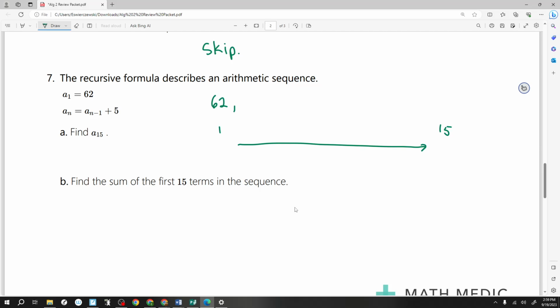What's an easier way to do that? Multiply. 14 times 5 is 70. 62 plus 70 is 132.